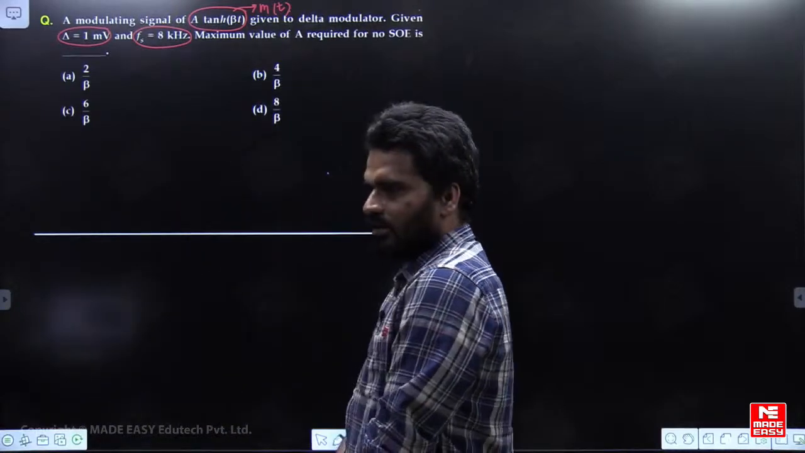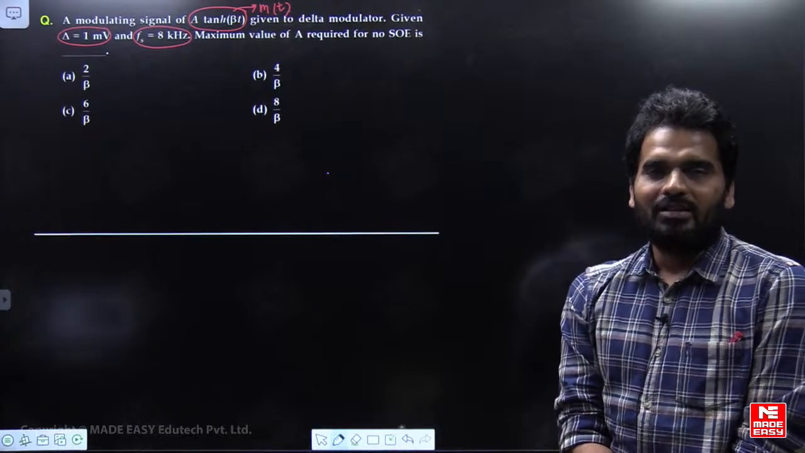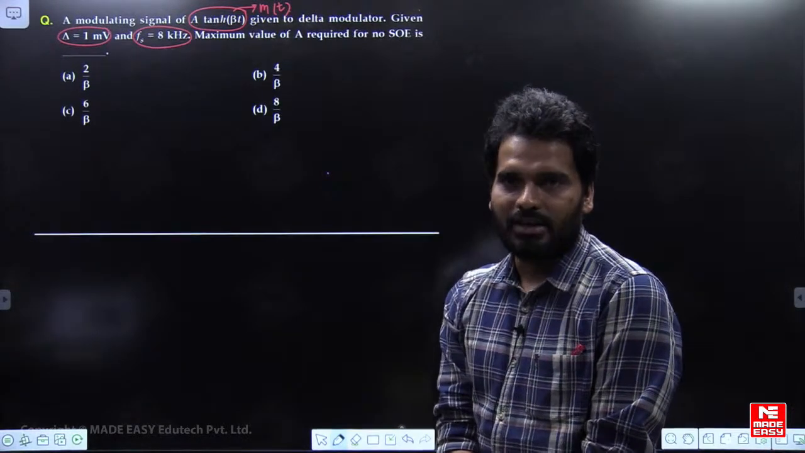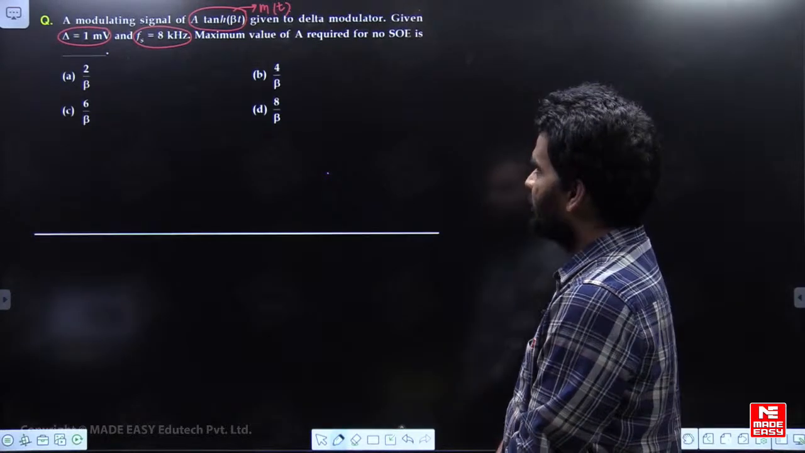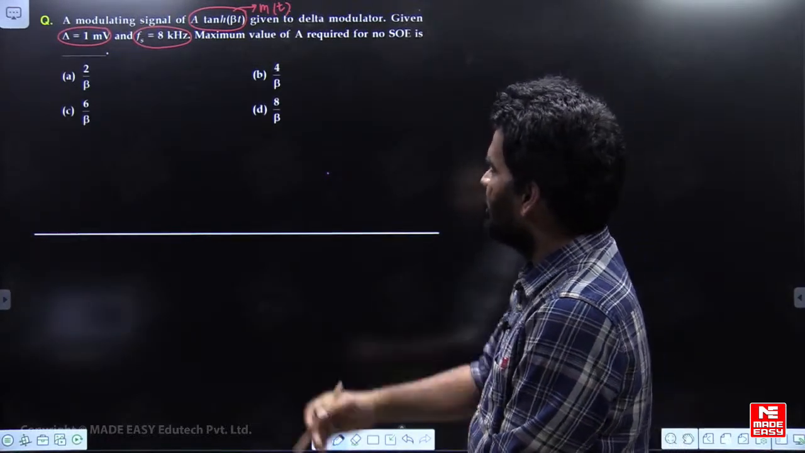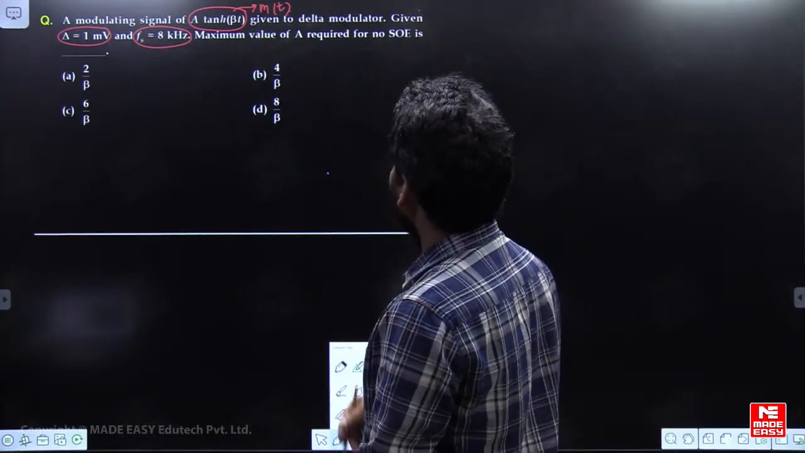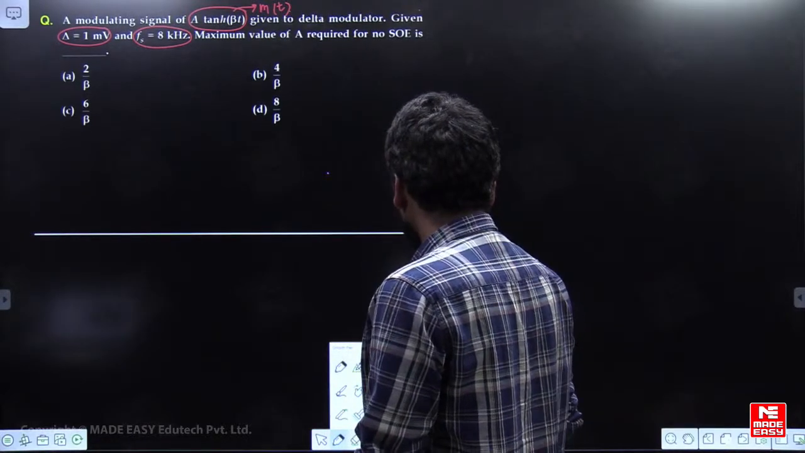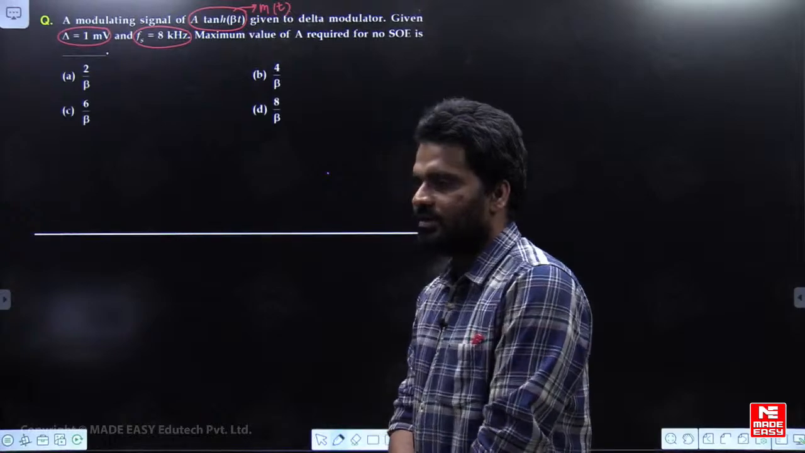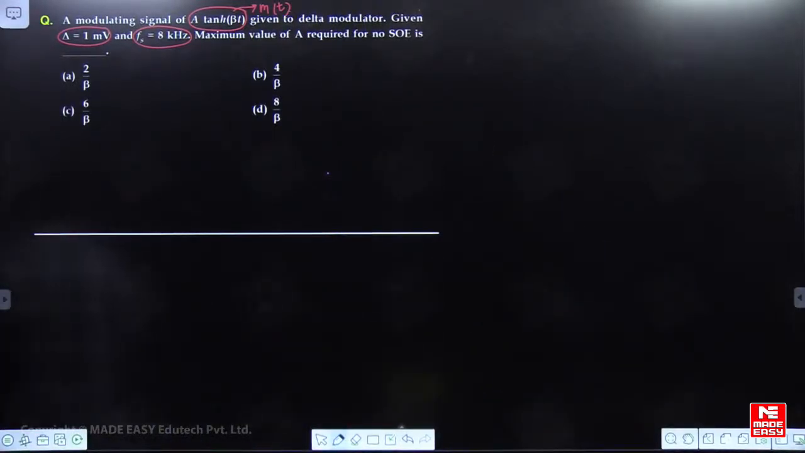It looks similar to the previous question, but there is a difference. In the previous question, the applied signal is a sinusoidal signal, but here the applied signal is not sinusoidal, it is some other signal. Now, what is the maximum A required for no SOE? We have to find out. This is an MCQ, multiple choice question. Can anyone give the answer for this?